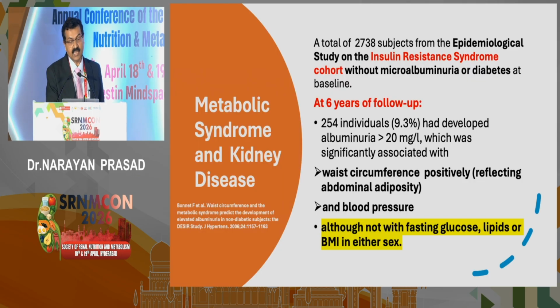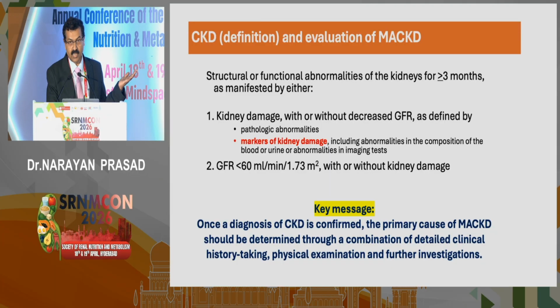Metabolic syndrome and kidney disease: when an insulin resistant cohort was followed for 6 years, here we can see 25.4 to 9% of the patients developed albuminuria. Waist circumference was positively associated with the onset of new microalbuminuria, although fasting blood glucose, lipids and BMI were not associated in this insulin resistance cohort. CKD definition we all understand.